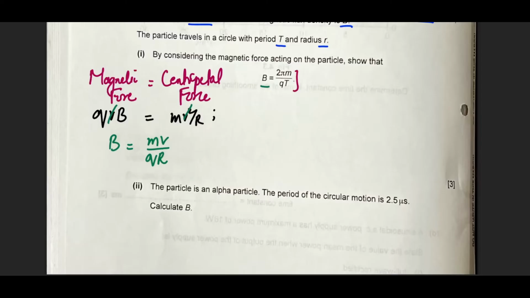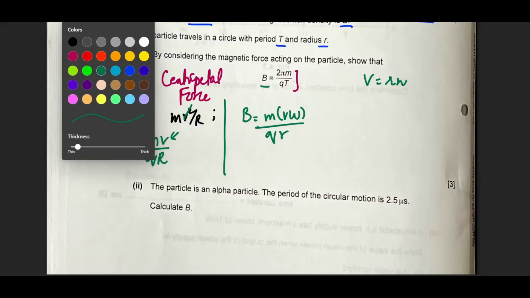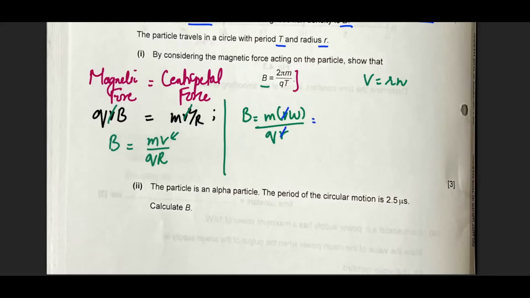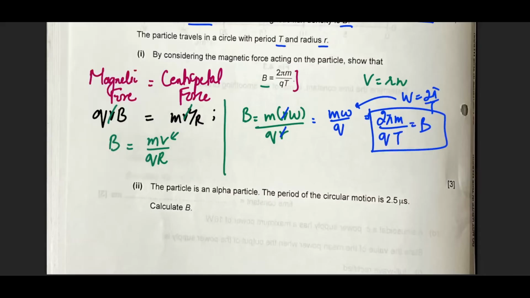All right? Now, we have an equation for velocity which is equal to r omega. Let's replace that in this v. So this equation becomes B equals m into r omega divided by qr. Right, so this r cancels out with this one. We are left with m omega divided by q. Now we know that omega is equal to 2 pi by T. Let's replace that over here and we are left with 2 pi m divided by qT equals B. So we've successfully shown this equation, what the examiner wanted.